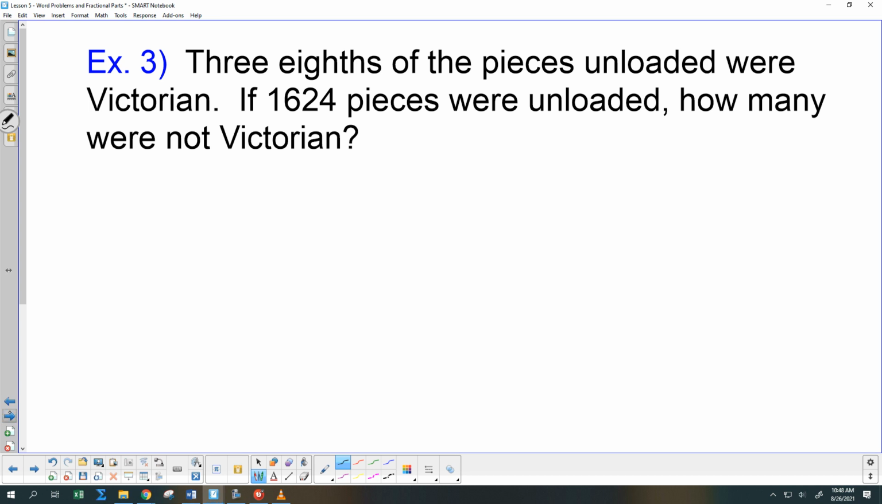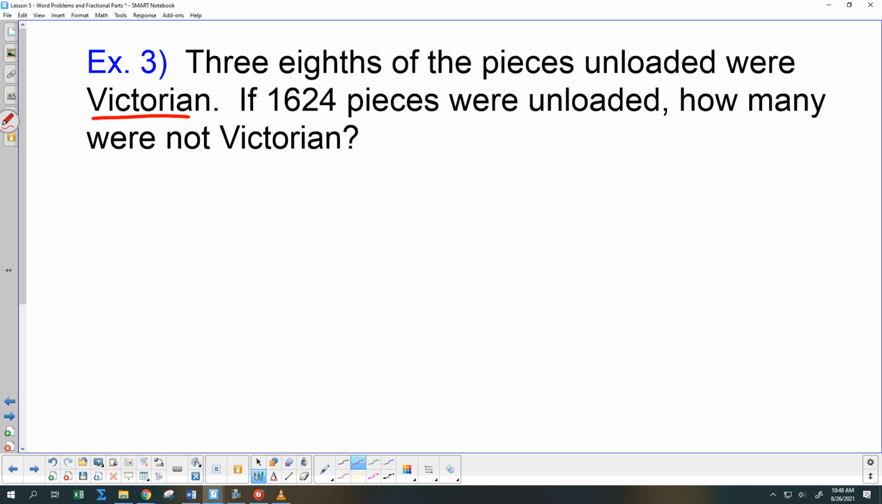So first I'm going to read it, because some fraction problems I just go ahead and write an equation on. 3/8 of the pieces unloaded were Victorian. That means from a time period in history, a particular style. If 1,624 pieces were unloaded, how many were not Victorian?